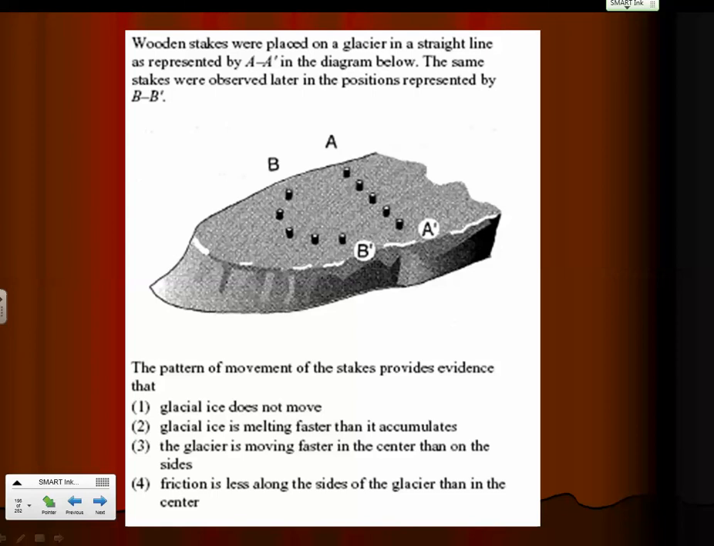So here's another question that you might run into on one of my quizzes or tests. Wooden stakes were placed in the glacier in a straight line represented by AA prime. The same stakes are observed later and represented by BB prime. What happened? The pattern of movement of the stakes provides evidence that, and you're looking for an answer that has to do with moving faster in the middle, less friction in the middle, or more friction on the sides, something like that, like answer 3. They don't say exactly why it's moving faster in the middle, just that it is.